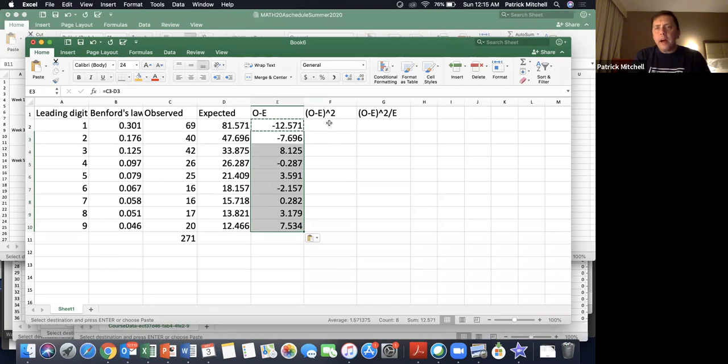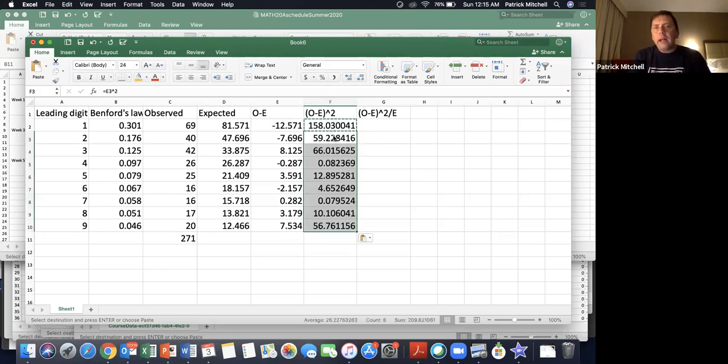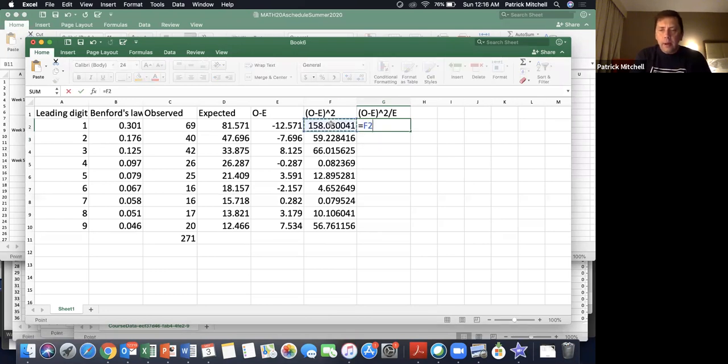And then in the next column, I'm going to ask for the square of that cell. So there's the 158.03. I'm going to copy this all the way down. All right, and then the last column is O minus E squared divided by E. So we just did O minus E squared. So I'm going to say, Excel, please divide this value by this value over here, which is E. All right, do that all the way down the column.